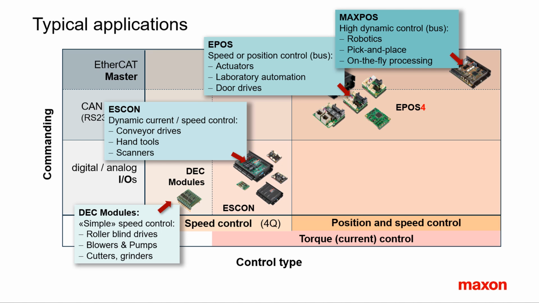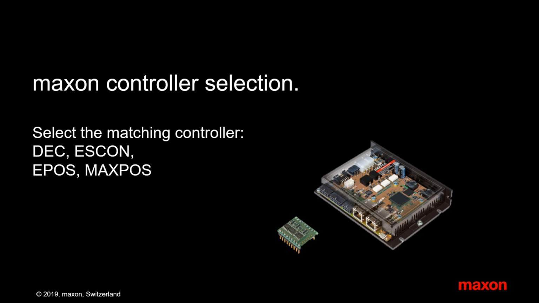maxPOS is a high dynamic and fast controller requiring a high-speed EtherCAT master system. It's perfect for demanding multi-axis control as in robotics, pick-and-place and on-the-fly processing. That's it. An introduction to maxon controller families and how to select them.